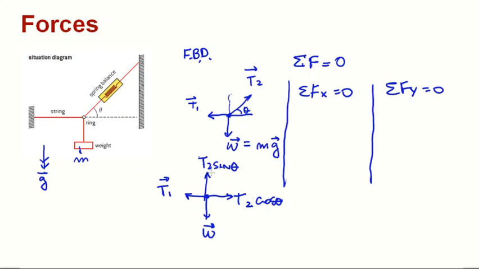So you have those values now, and since those are cancelling out, weight and T2 sine of theta will have to be the same, and T1 and T2 cosine of theta will also have to be the same. Since the sum of forces on x is 0, the magnitude of T1 will have to be T2 cosine of theta. Same thing for the y-axis, for the vertical forces. The weight, which is mg, has to be equal to T2 sine of theta.